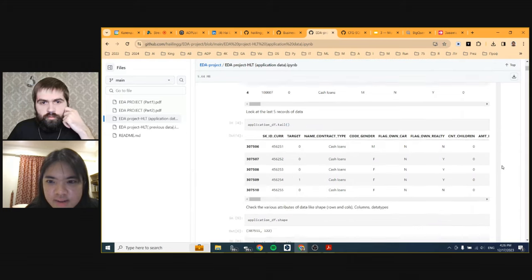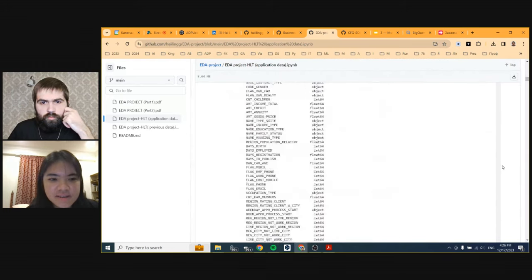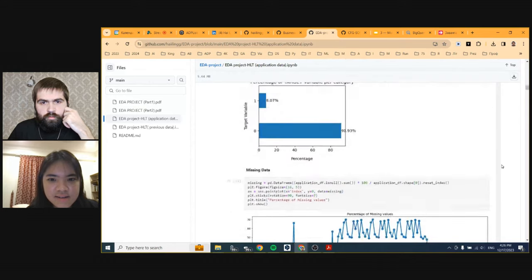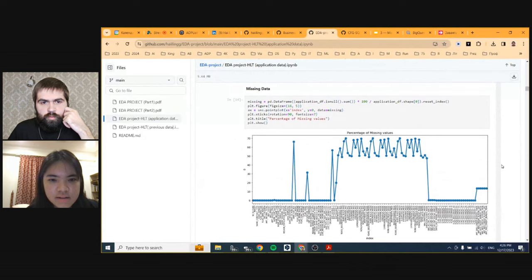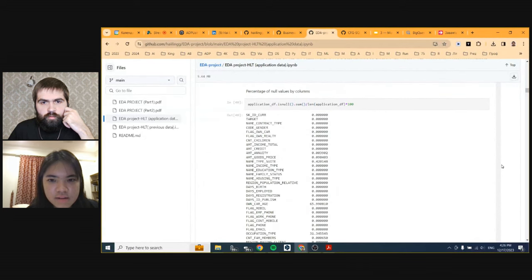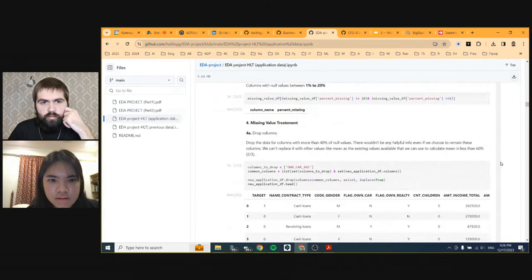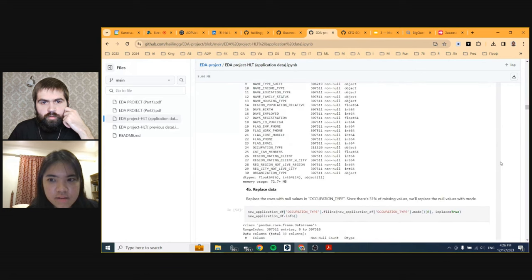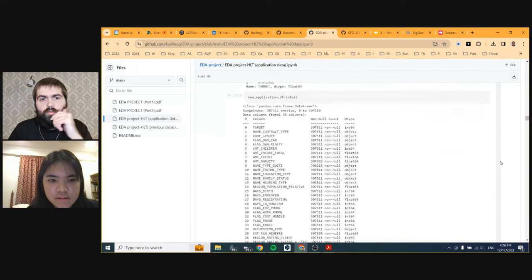Okay, download data tail. Missing value. Okay. Treatment. Okay.